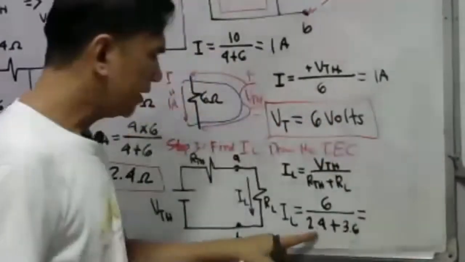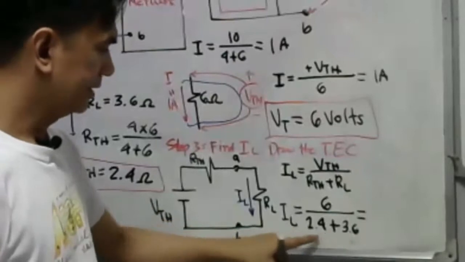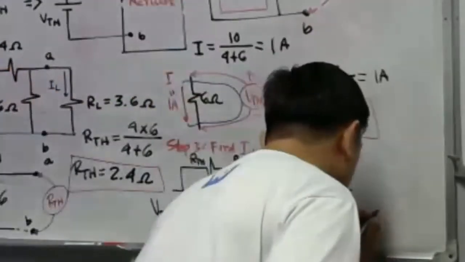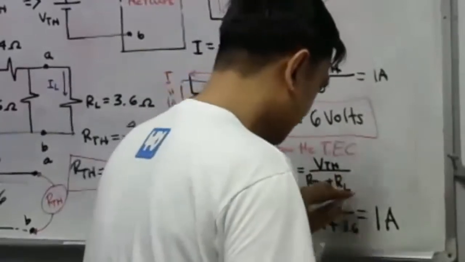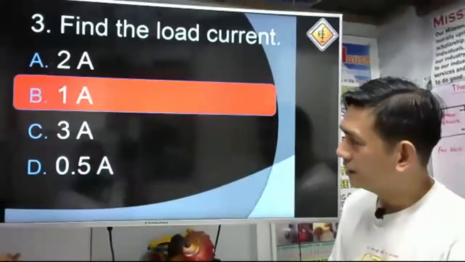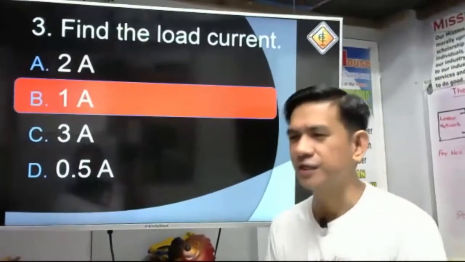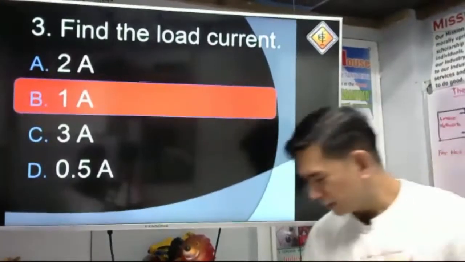Okay? 2.4 plus 3.6, that is 6. 6 over 6, simply 1 ampere. Okay. That will be our answer. Okay? 1 ampere. And that will be letter B. Okay. Very easy. Okay. Very easy. So, dali lang, no?